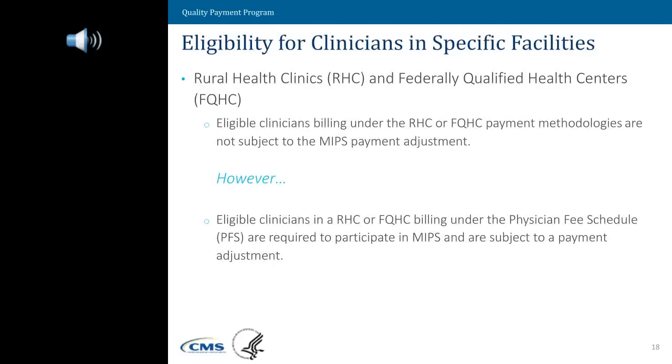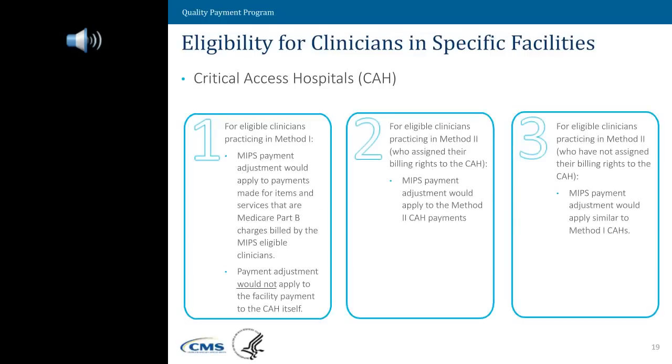So let's move on to slide 18. So eligibility for certain types of facilities. So rural health clinics and federally qualified health centers, they're not subject to the MIPS payment adjustment. However, eligible clinicians that work in RHCs or FQHCs that bill under the physician fee schedule are required to participate in MIPS. And then let's move on to slide 19 for information on critical access hospitals.